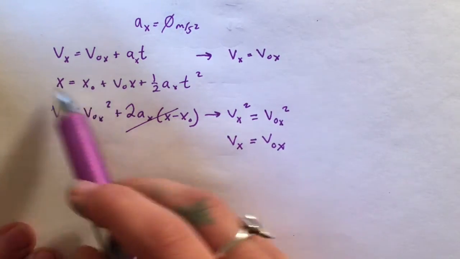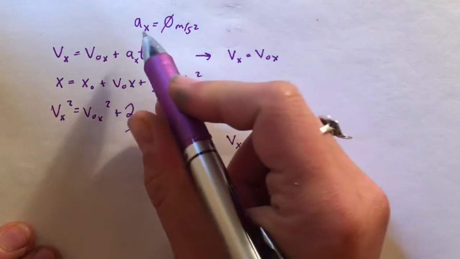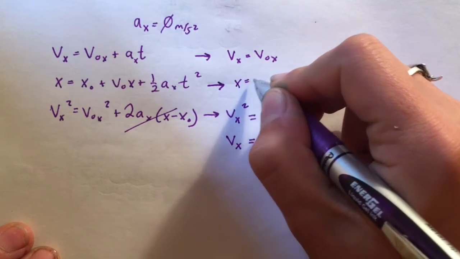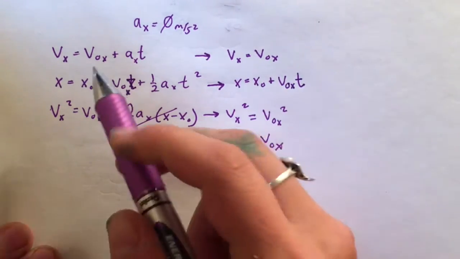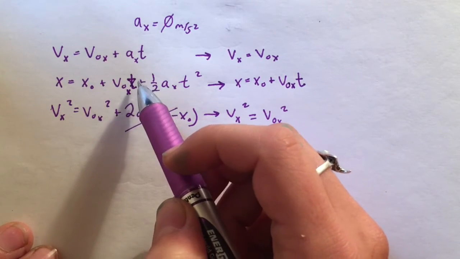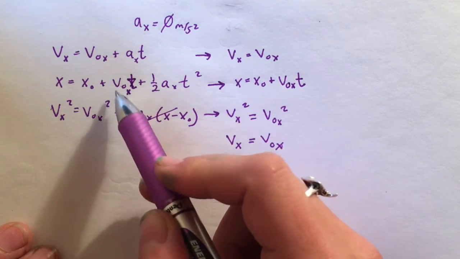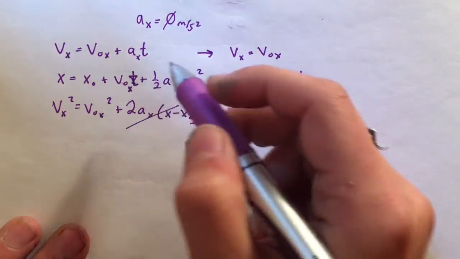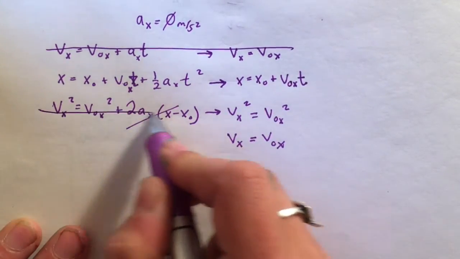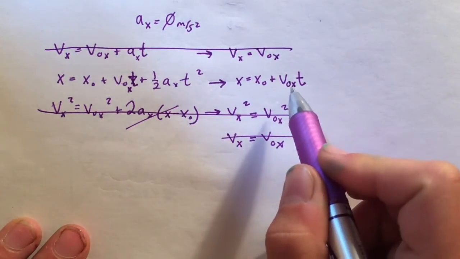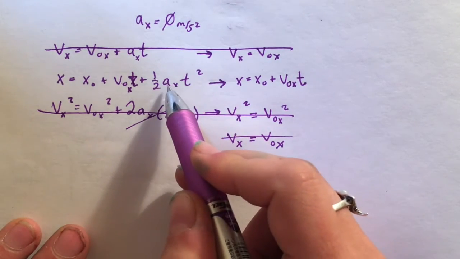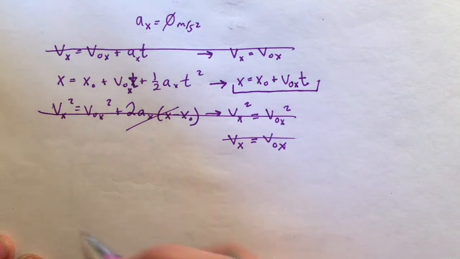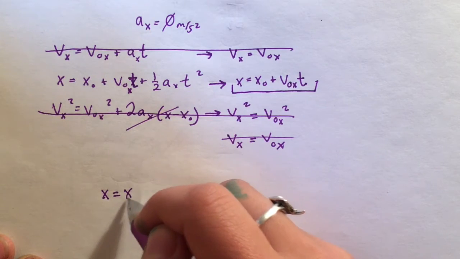So my only option is the second equation. If I plug in a equals 0 to the second equation, I get x equals x naught plus v. I hope you didn't notice that, but I had a mistake in the second equation here. This should have been a v naught x times a time. My apologies. So I can't use the first equation, I can't use the third equation. I'm left with the second equation. And so when I plugged in 0 for my acceleration, this is what I'm left with. So let me just rewrite that down here. This is the equation I'm going to have to use.